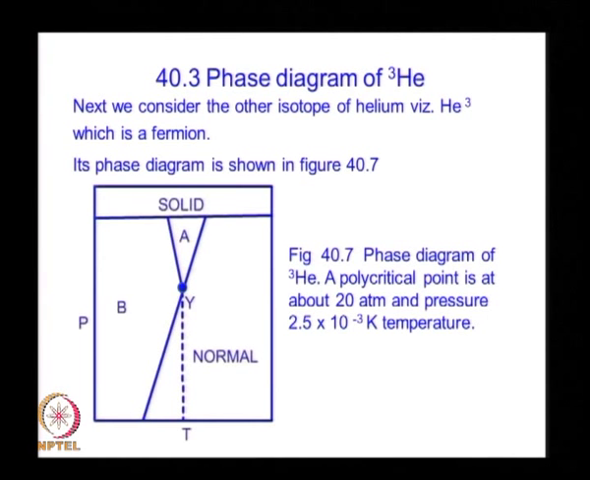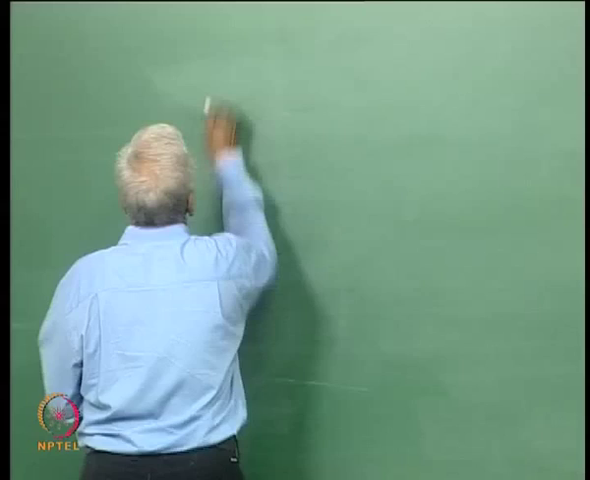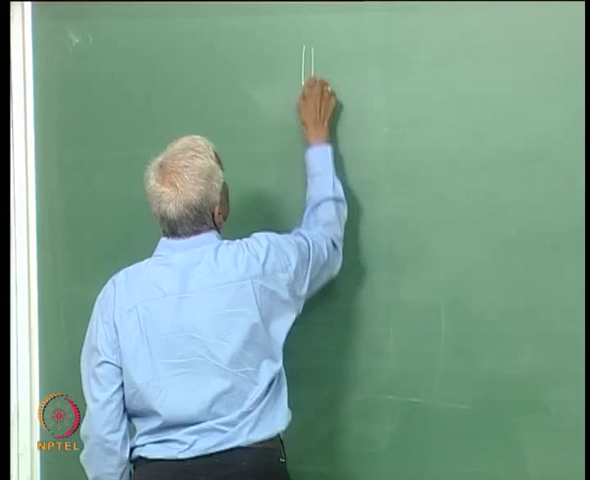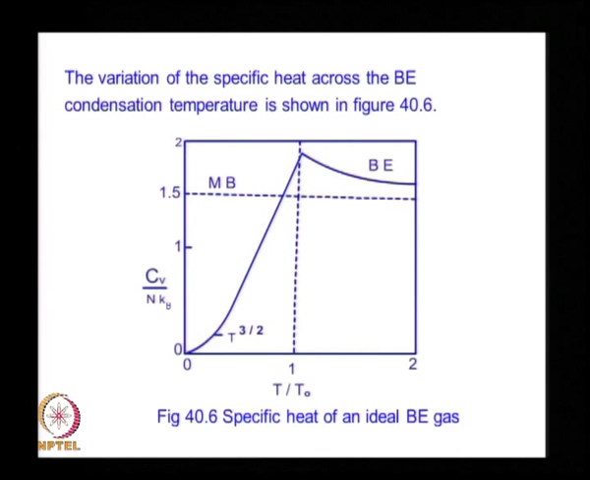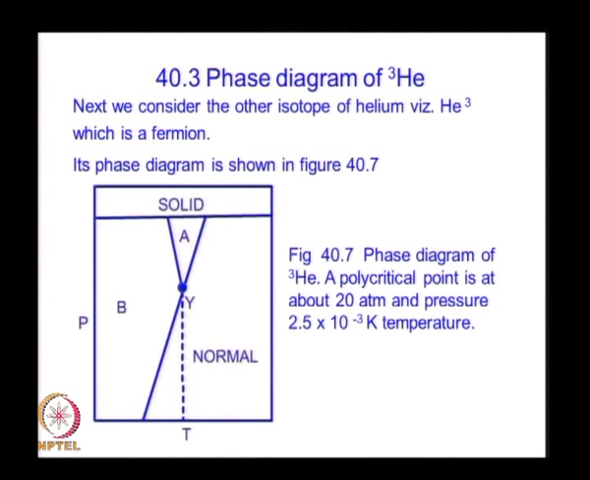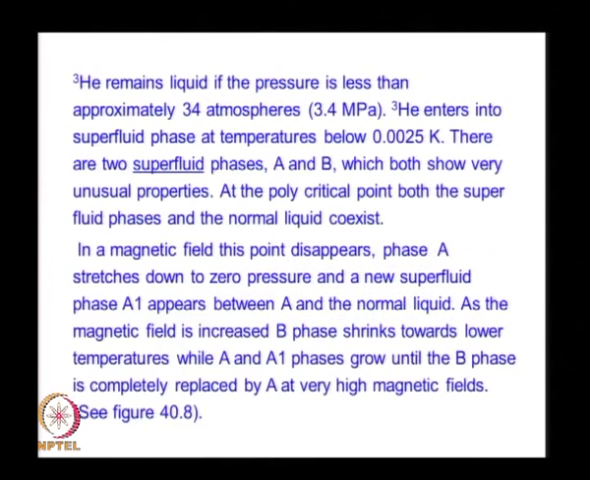Next, we go on to consider the other isotope, helium-3. The phase diagram of helium-3 is shown in figure 47. Now, helium-3 is a rare isotope, and you can see that there is a polycritical point at Y, which is at about 20 atmospheres pressure and 2.5 into 10 to power minus 3 Kelvin, 2.5 millikelvin temperature. So, the polycritical point occurs here.